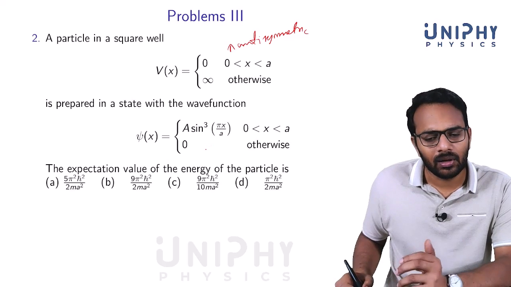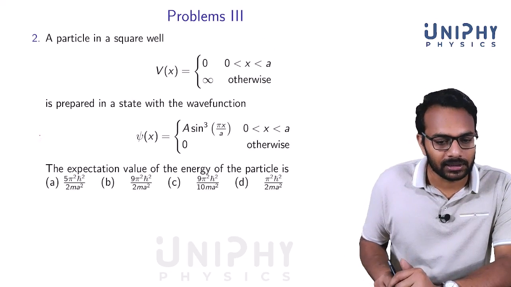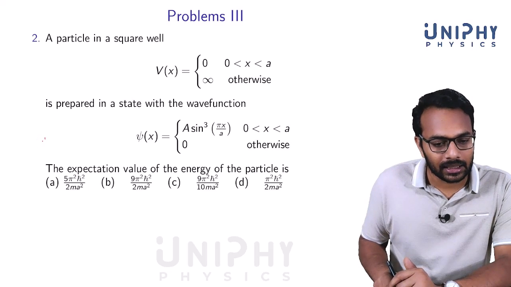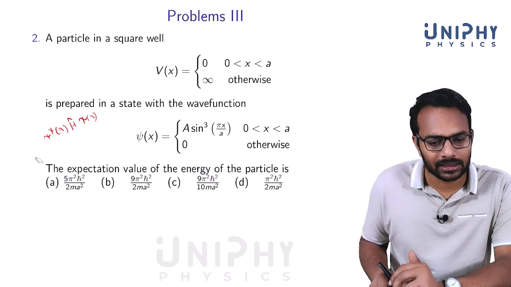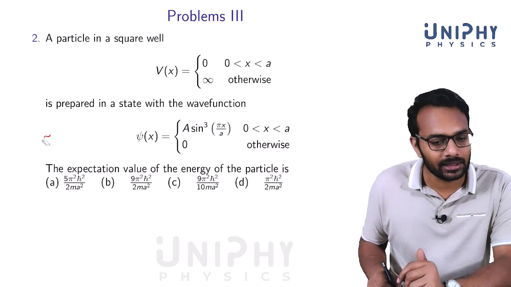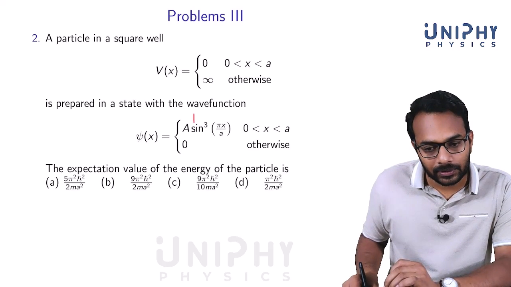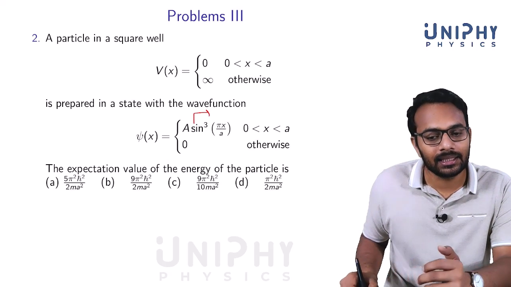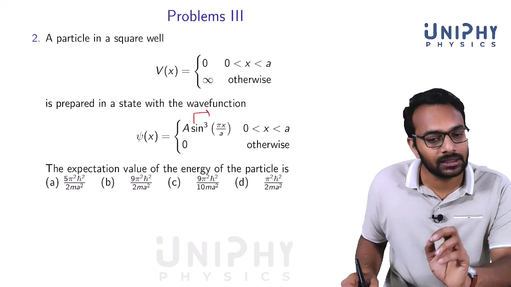Now how do we do this? One way is the brute force method. We can just do the integral of psi star of x, H cap, psi of x, and then do the integration. You see that it's sine cube, so when you do these things it may get a bit complicated. But there's another trick. We see if we can write this wave function. You see clearly that this is not an energy eigenfunction. It does not have the form of an energy eigenfunction for a square well potential.